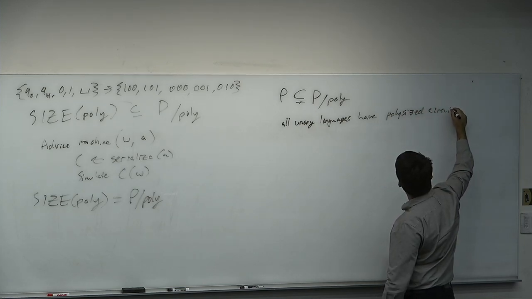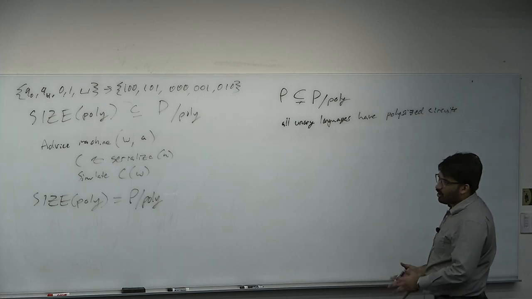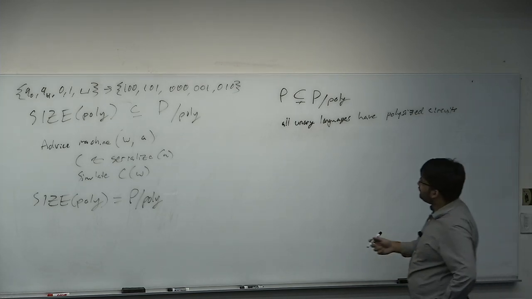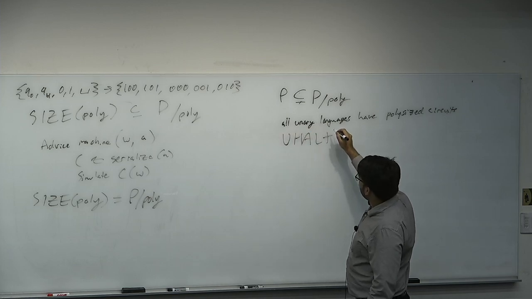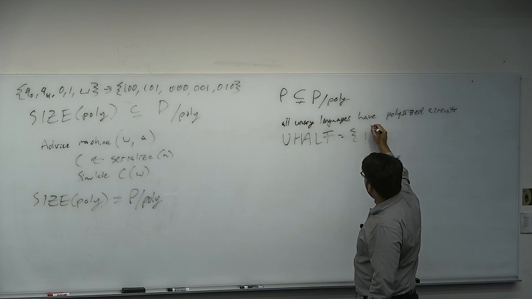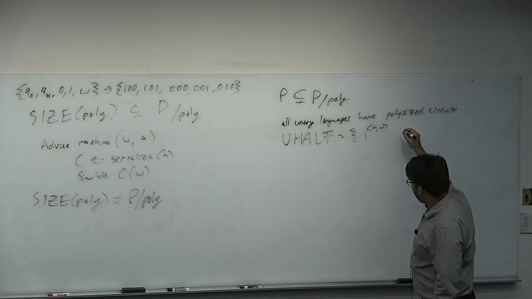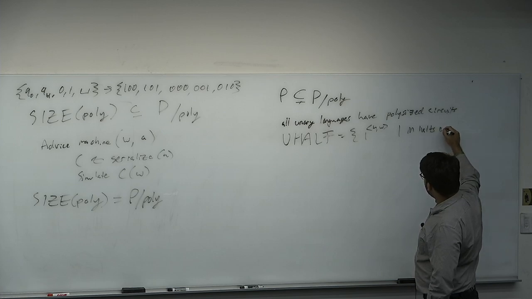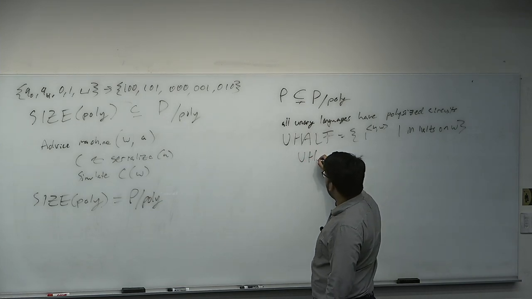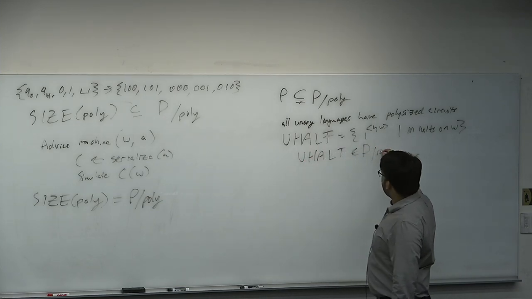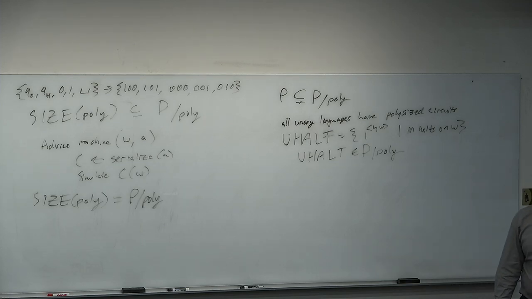That's only true really by an encoding thing, because unary is so much worse than binary. Take the language U-halt: 1 to the power of a number encoding M and w, where M halts on w. U-halt is a unary language, and so therefore U-halt is in P/poly. But U-halt will never be in P because P is a subset of the decidable languages, right? There are, in fact, some other decidable languages, like EXP time complete languages, unary, whatever, that are in P/poly and not in P.